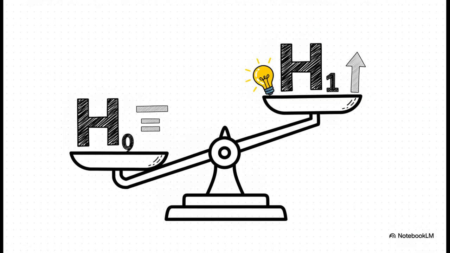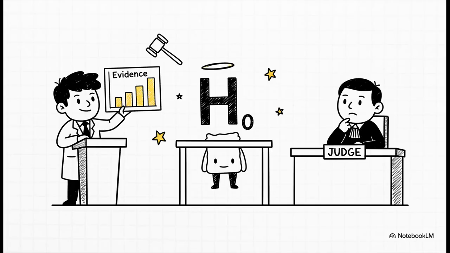Prove me wrong. A really great way to think about the null hypothesis is like the principle of presumed innocence in a courtroom. It just assumes there's nothing going on. The entire point of the experiment, then, is to gather a mountain of evidence, the data, to reject that presumption of innocence and prove beyond a reasonable statistical doubt that the alternative idea is guilty of being true.